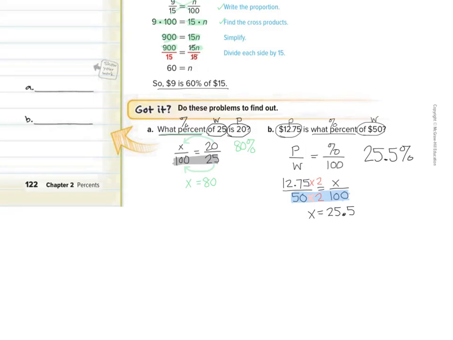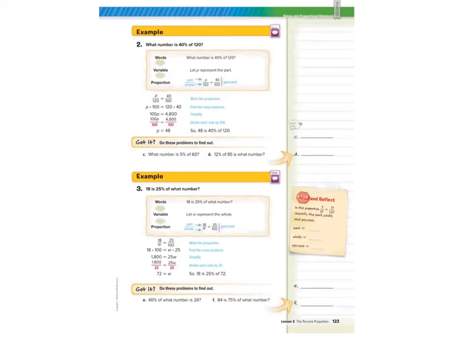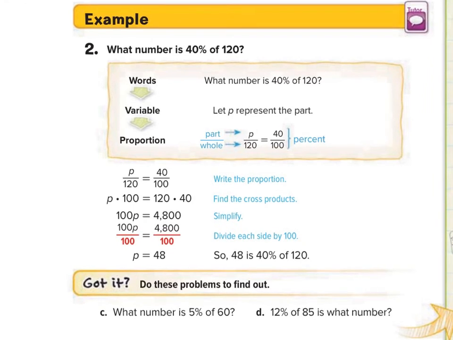All right, let's move on to the next page. And we're going to talk about example 2. Now we're going to look at an example where you are trying to find the part. So in example 2, it says, what number is 40% of 120? So we can see that the whole is going to be 120. And this time they gave us the percent. It's 40%. And this thing that we're going to be looking for this time is the part. So that's P, and that will be our variable in this problem.